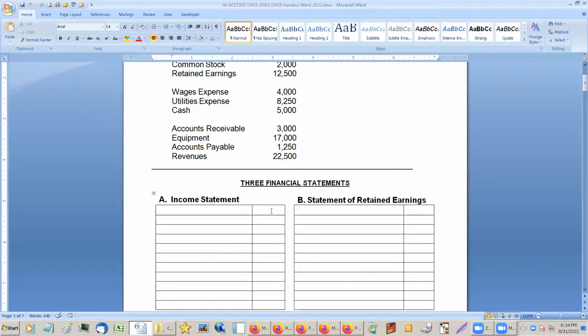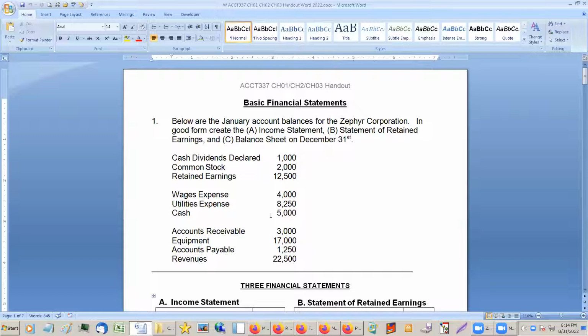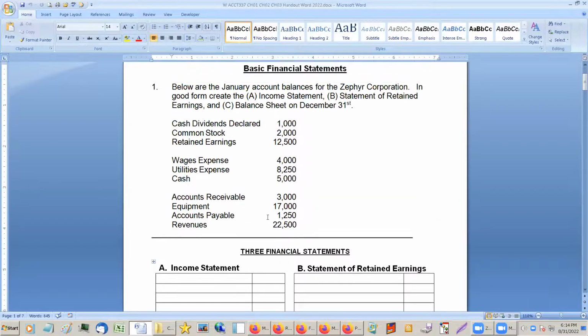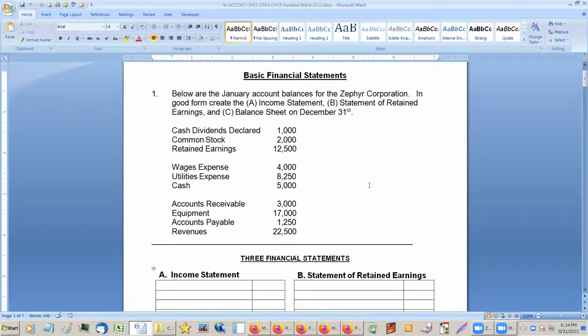So what we're going to do is start out with our financial statements. We're going to do a couple of them just to remember exactly the order of them, because we're going to run into some that are kind of wacky and we want to know the difference between them.